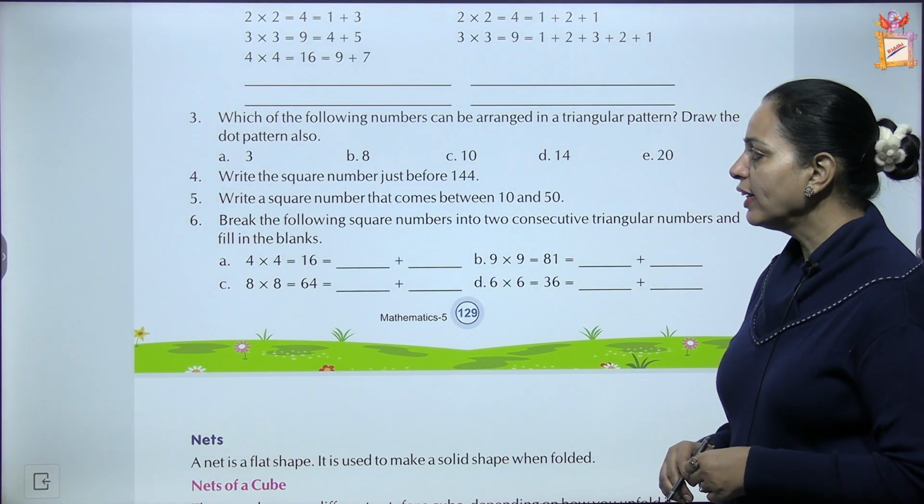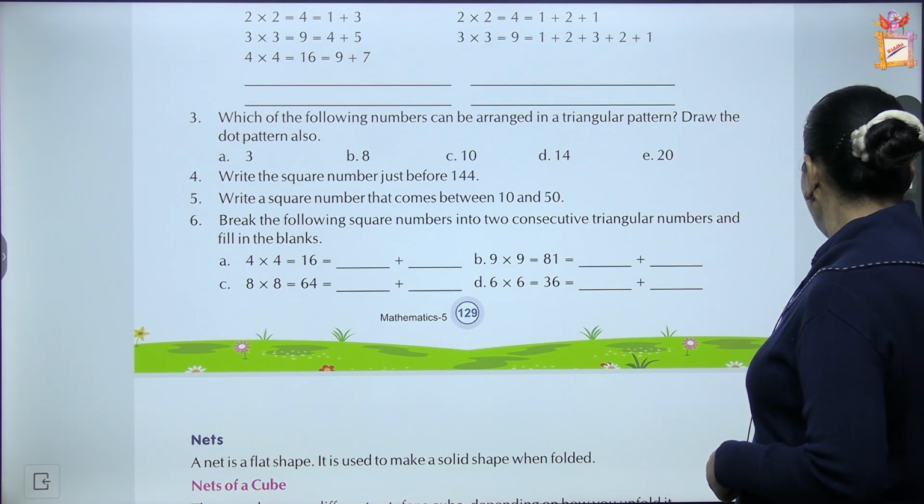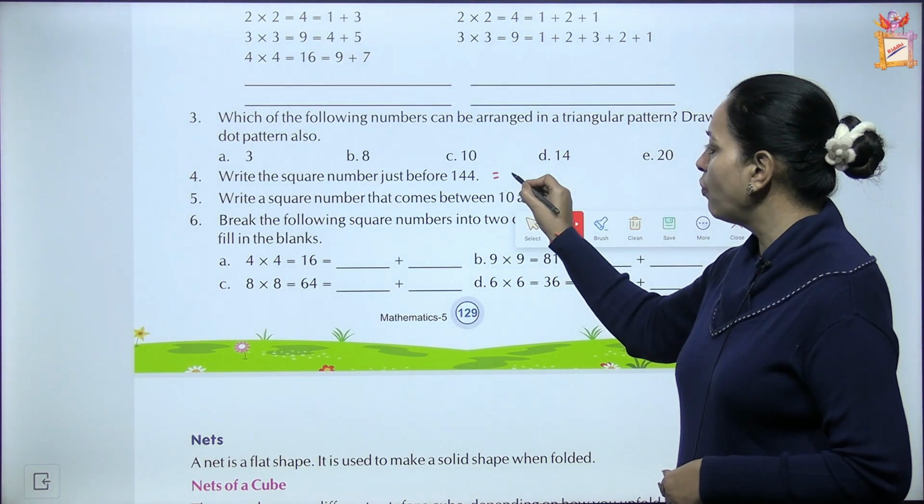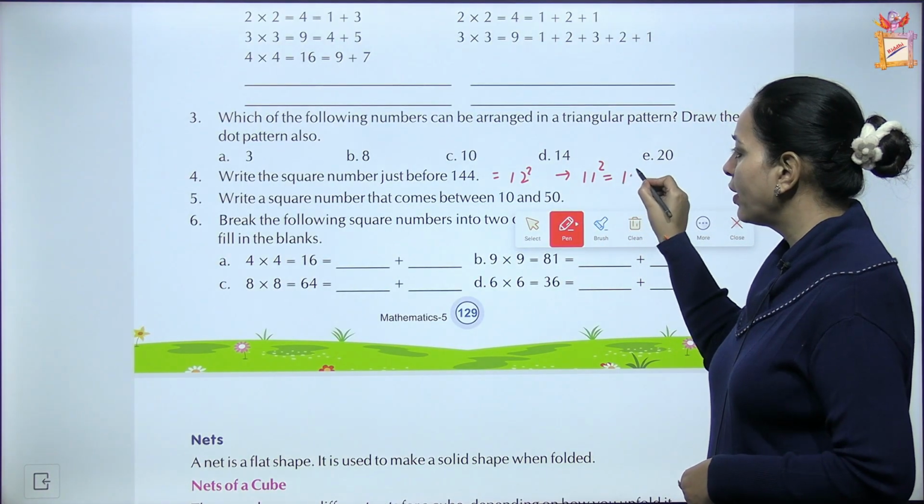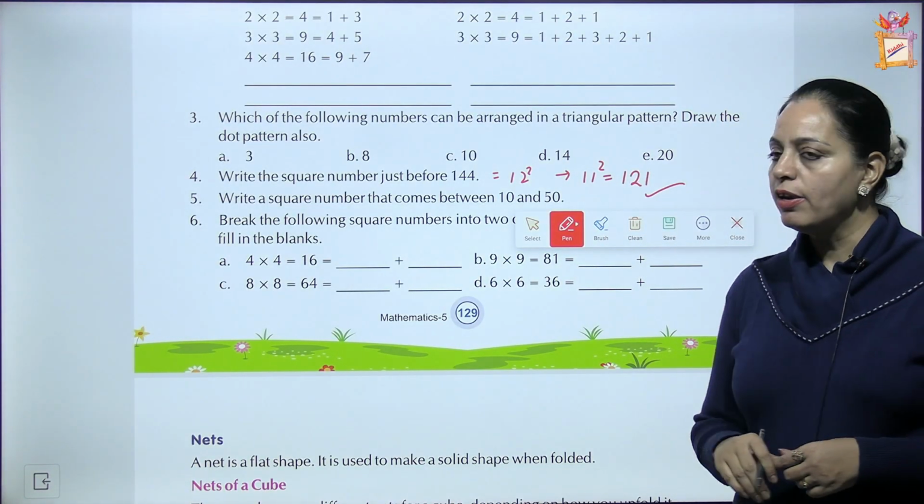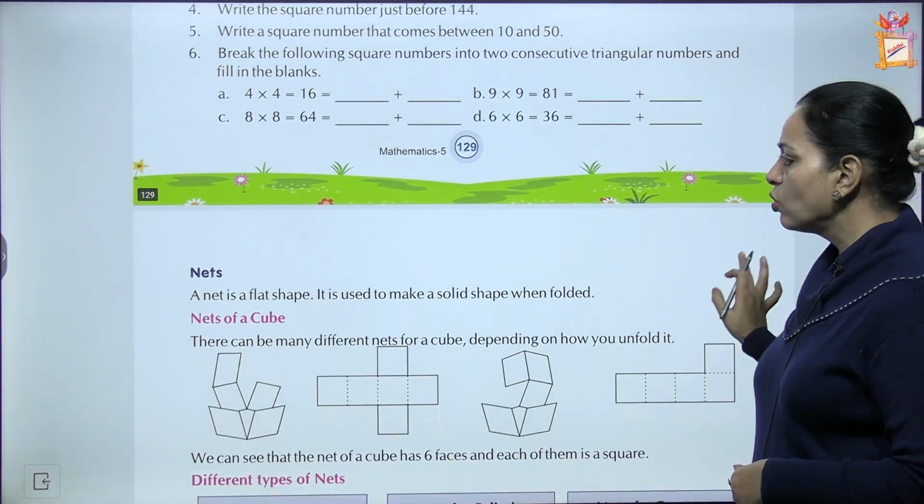The fourth, write the square number just before 144. 144 is the 12th square. So just before it, 11th square, that is 121. Similarly, you can try fifth and sixth question.